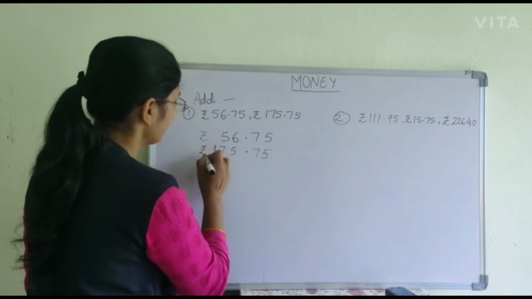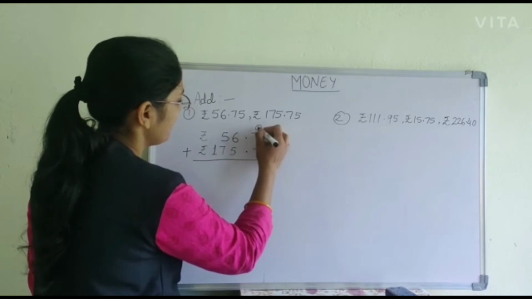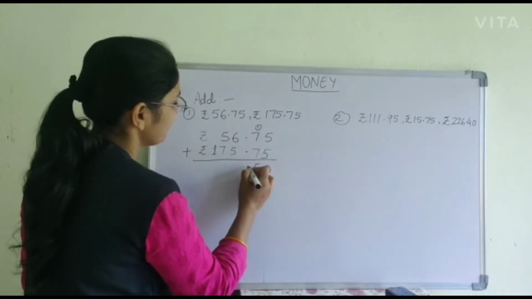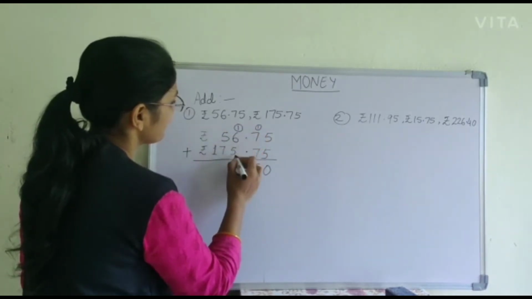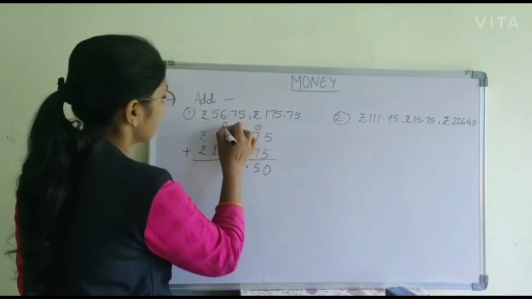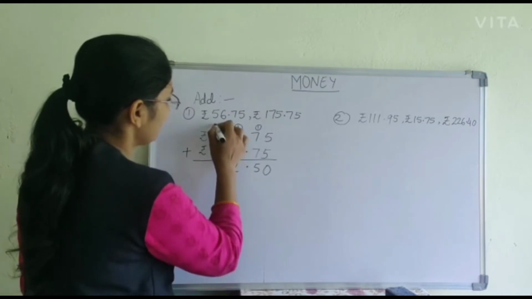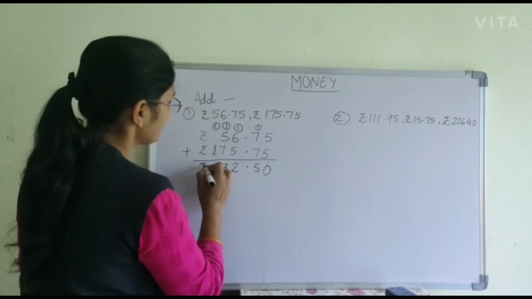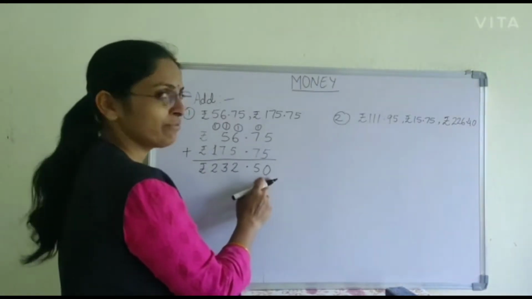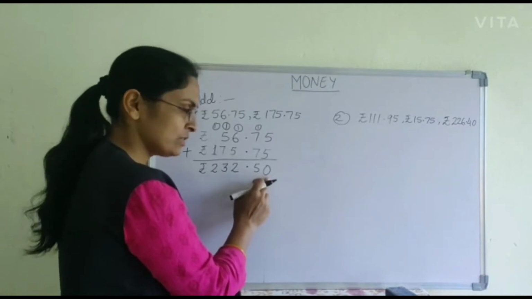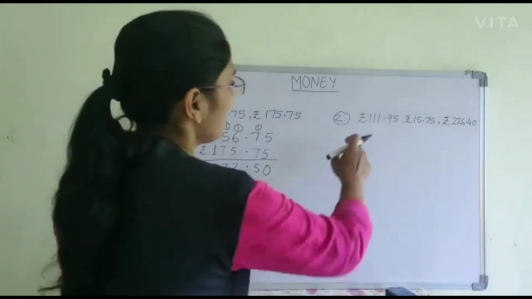Now add it. This is the rupees. 5 and 5 is 10, 1 carry. 4 and 1 is 5, and 1 is 5. Then again 1 carry. 1 plus 6 plus 5 is 12, 1 carry. Then 5 and 1 is 6. 6 and 7 is 13. Then again 1 carry. 1 plus 1 is 2. So this is rupees 232.50. After the decimal we can't say 50, we have to read it as 50 paisa. Here it is 0.75. Okay.